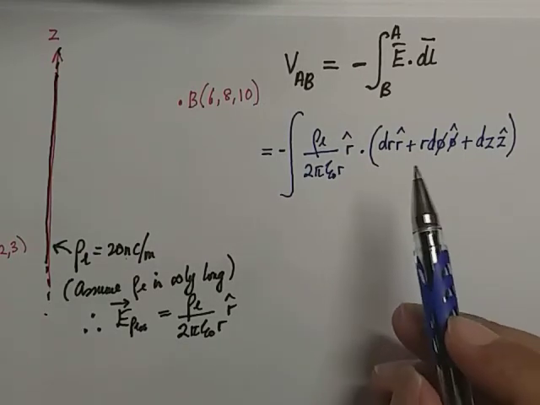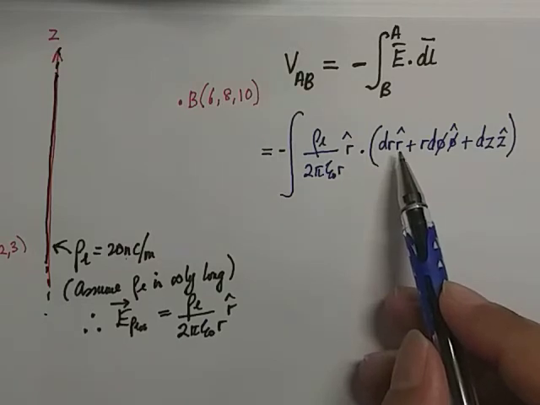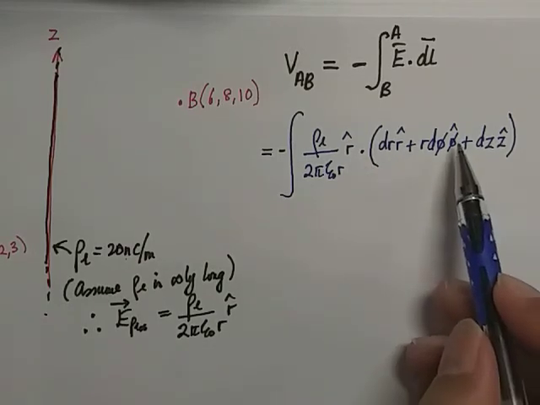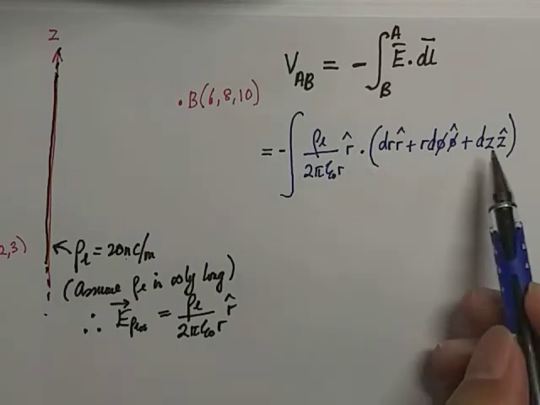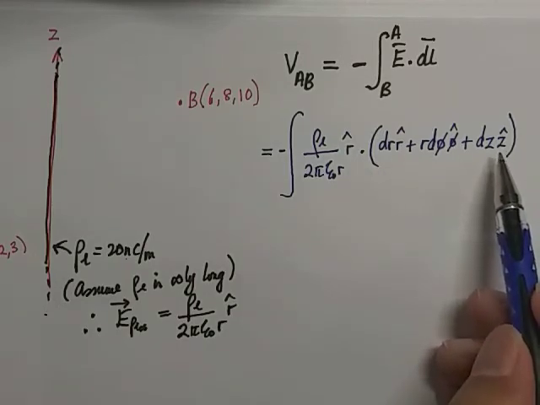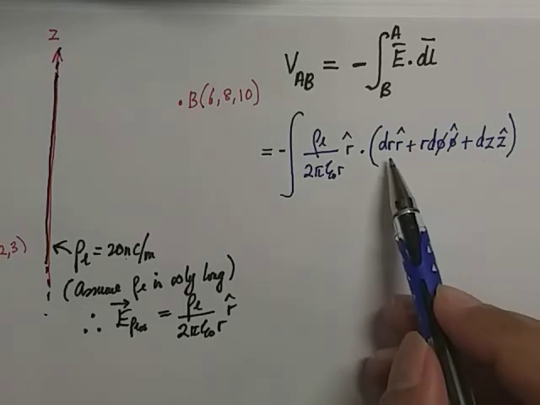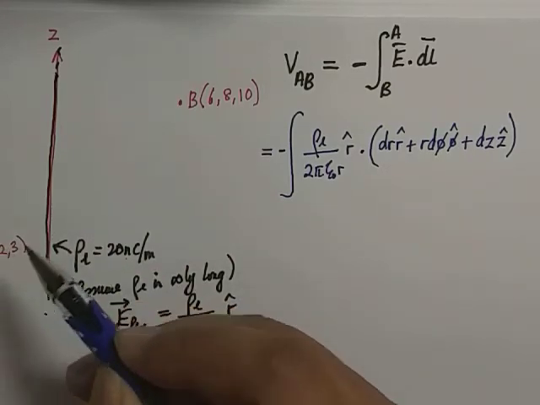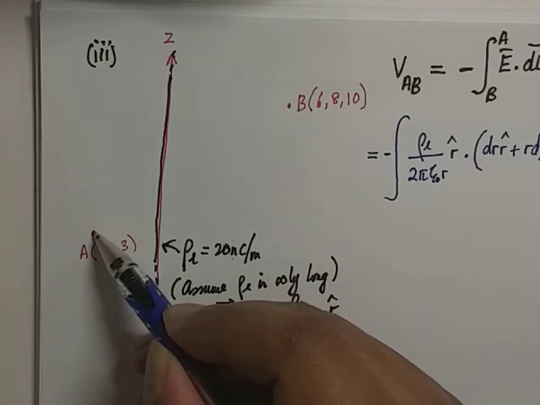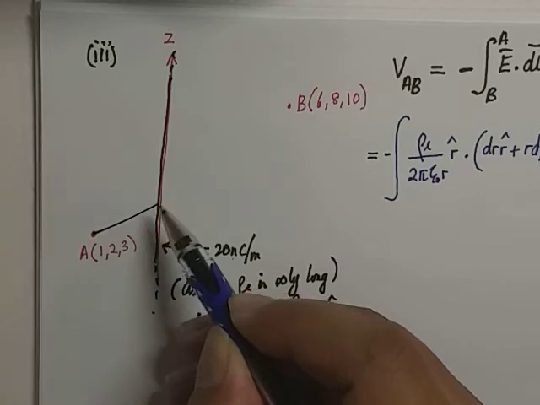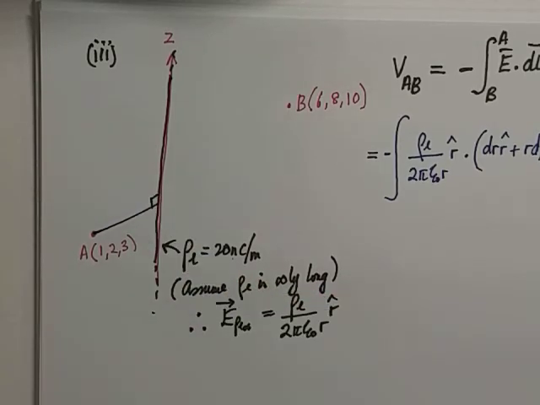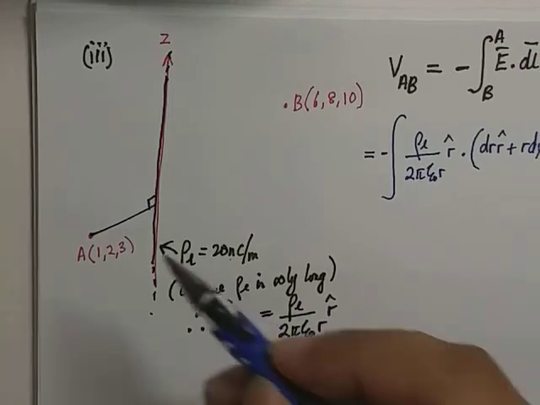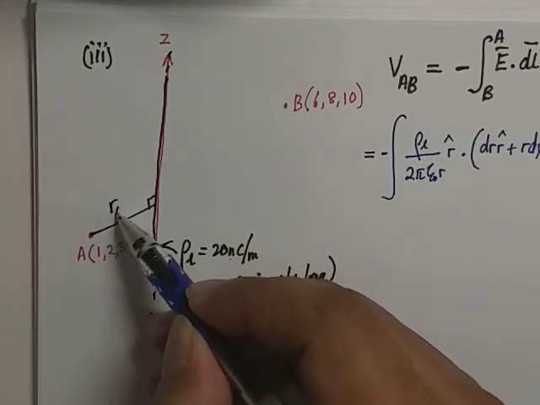So when we do the dot product, R dot R will give us 1, R dot phi will give us 0, and R dot z also will give us 0. So the final integration will only end with the R. So now, what is R? R is the radius. So what we're going to define now, the radius from the diagram, is defined as a line joining our point of interest A to our line charge having angle 90 degrees. Okay, that's how we define this to be RA.